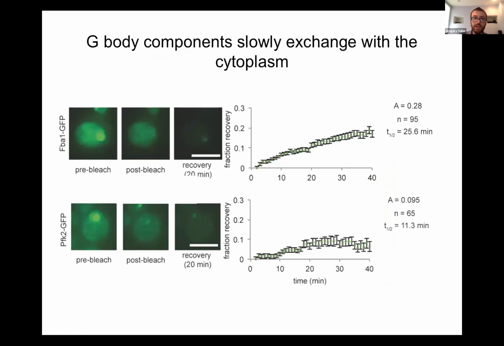Next, we did fluorescence recovery after photobleaching of two different G-body markers, FBA1 and PFK2-GFP. We found that over long time scales, tens of minutes, we could detect up to 20% recovery, suggesting that there's weak exchange between the granule and the cytoplasm. So that's not consistent with these kinds of liquid phase separations, but some more solid, gel-like structure.